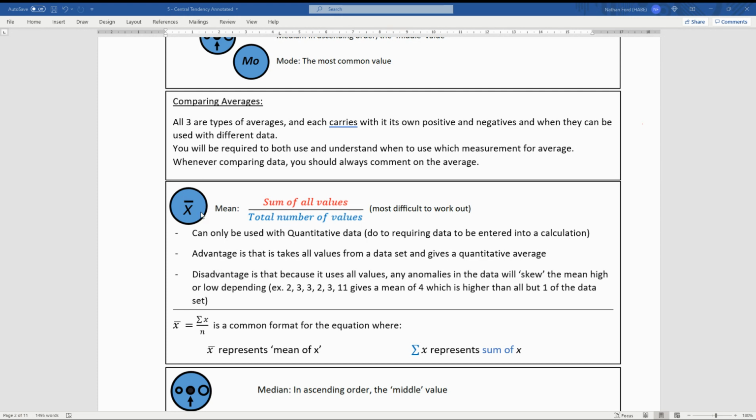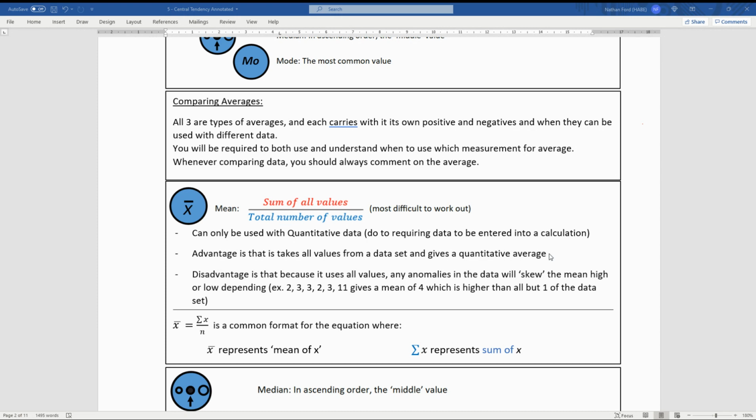So mean. Mean is one of the most common ones that is used. It can only be used for quantitative data because we're doing an actual calculation. But a huge advantage of it is the fact that it takes all the values from the data set. So it takes everything and it will give you a very accurate value back. There is a problem though. One big disadvantage is the fact that it uses all the values. So if you have any anomalies in it, it will actually skew the data. It'll skew it high or low.